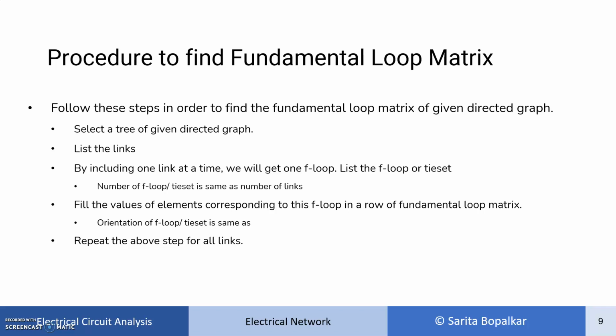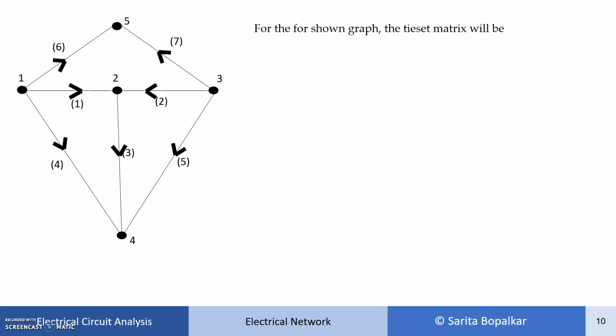Now one more change here. In loop matrix, we are considering the loop current direction clockwise. But here, the orientation we are considering is the same as the link. That is the change here. Okay. Let's see how to write the Tieset matrix or F loop matrix so that you will understand the concept clearly. So when a graph is given to you and we have to write a Tieset matrix, your first step is to form a tree for this particular graph.